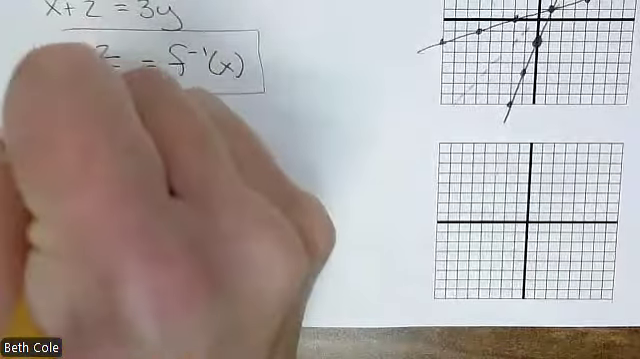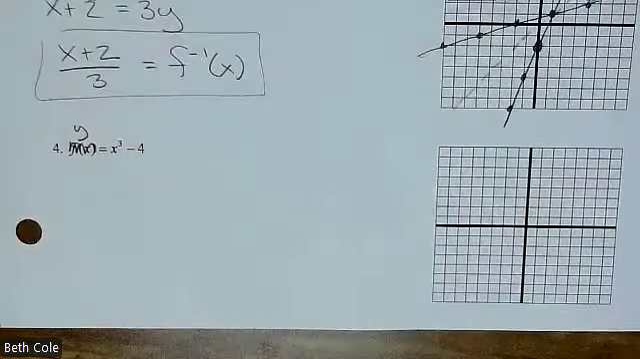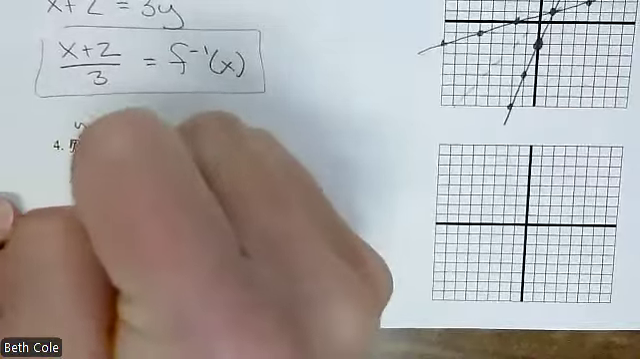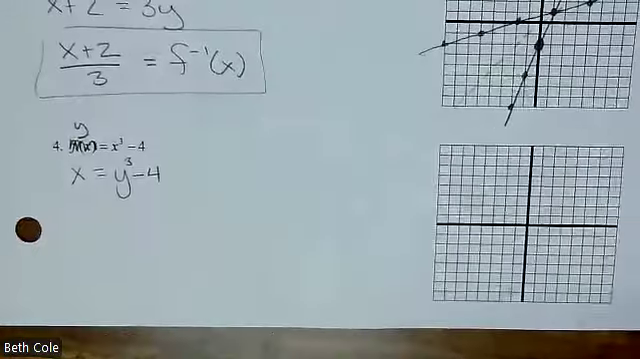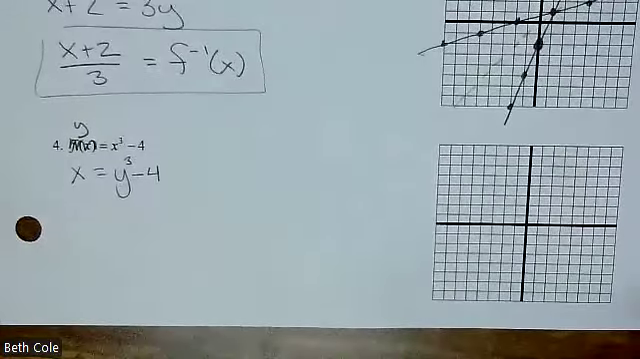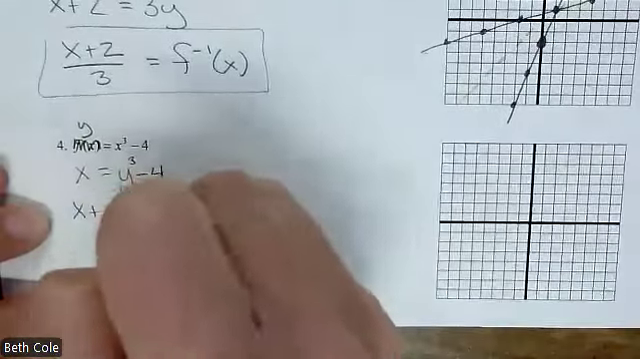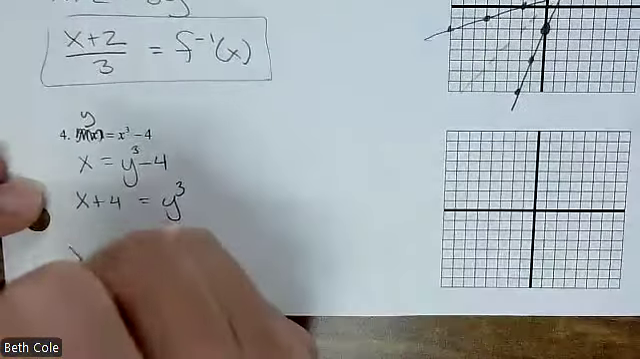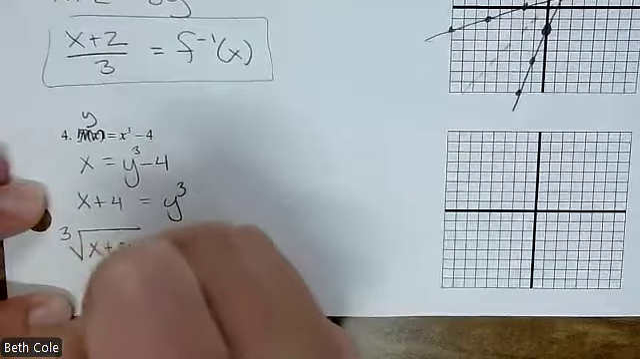All right, so scribble out f of x. We're going to call it y. Everything else stays put. You just switch the x and the y. So it'll be x equals y cubed minus 4. And you got 2 steps of work. You're going to add 4. And then who knows how to get rid of a cube? Cube root. So it's going to look like this.